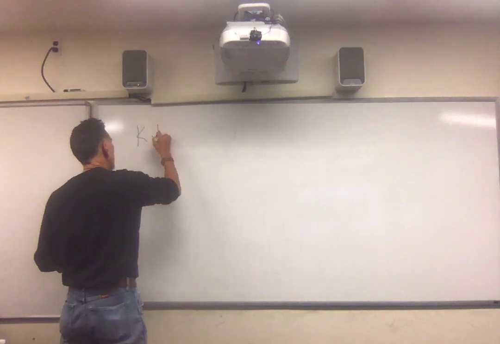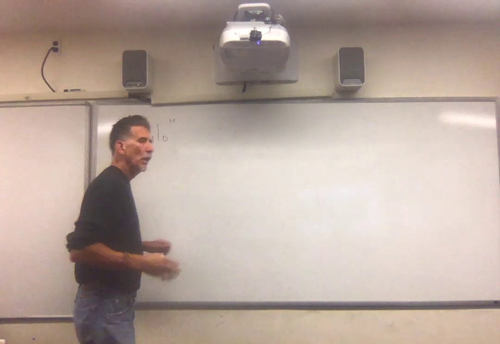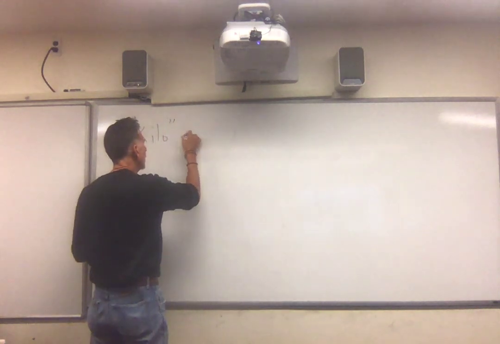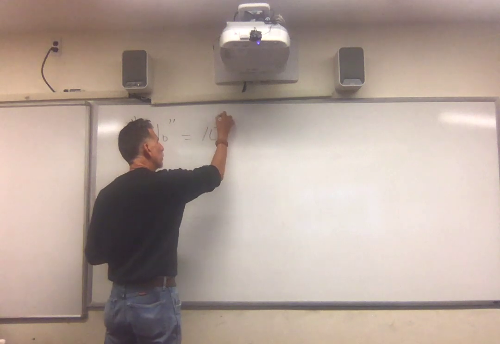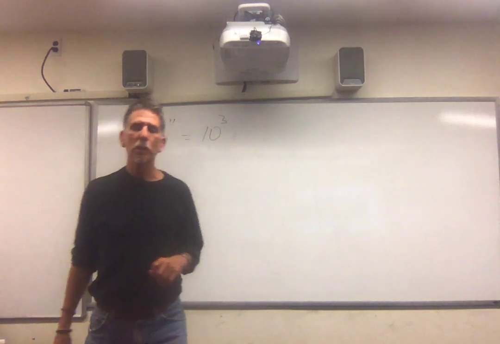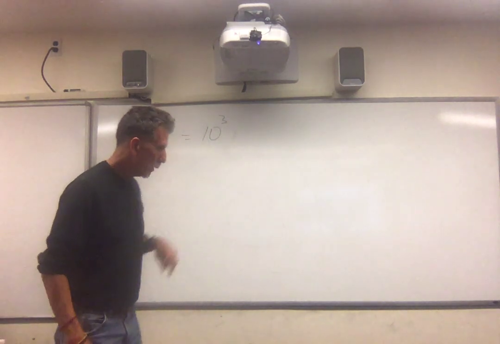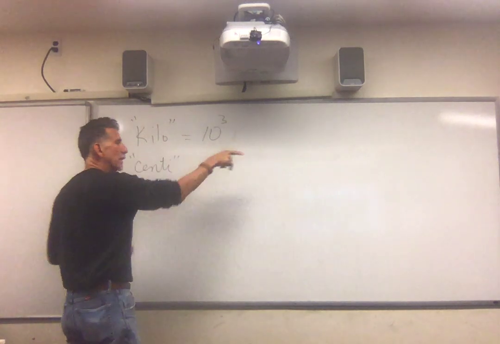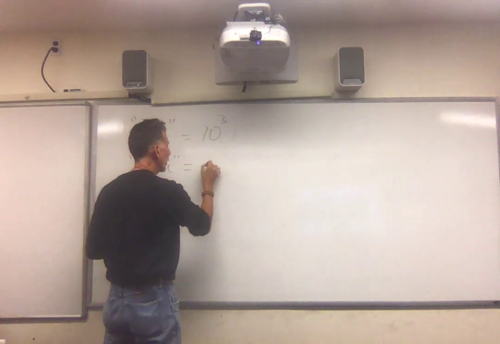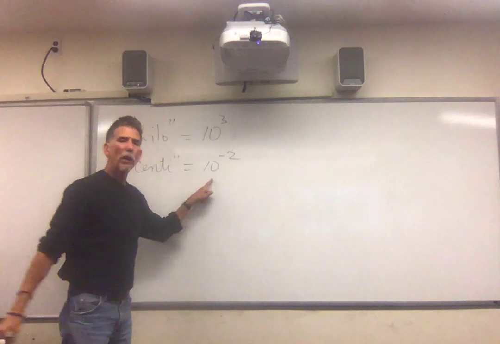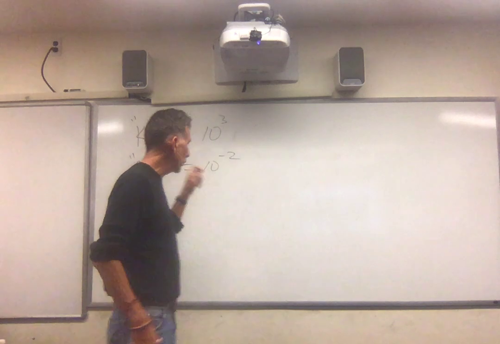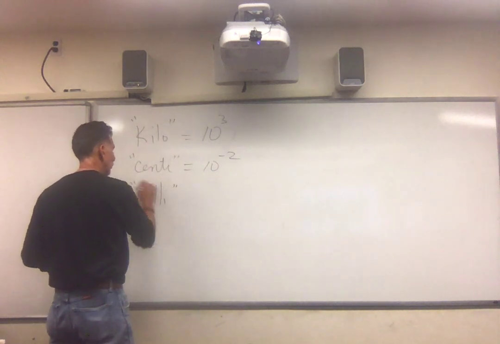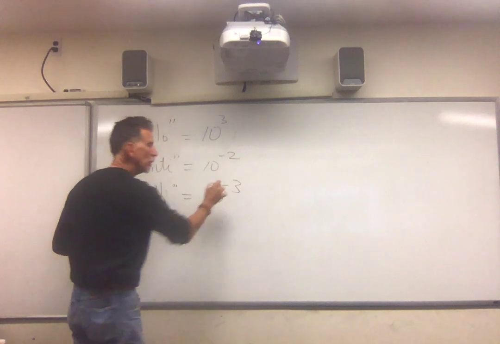The prefix kilo, again, no jokes about drug dealers, but most of you know what a kilo is. It means 1,000. In scientific notation, it means 10 to the third. Okay? Centi, like cents, is going to mean hundred. Hundredth, 1/100. Okay? Milli is 1,000th, 10 to the minus 3.